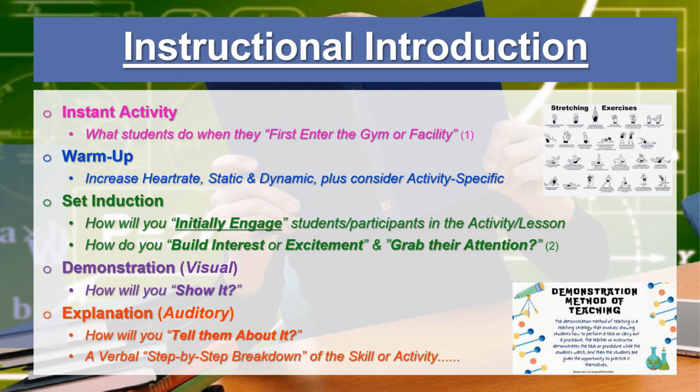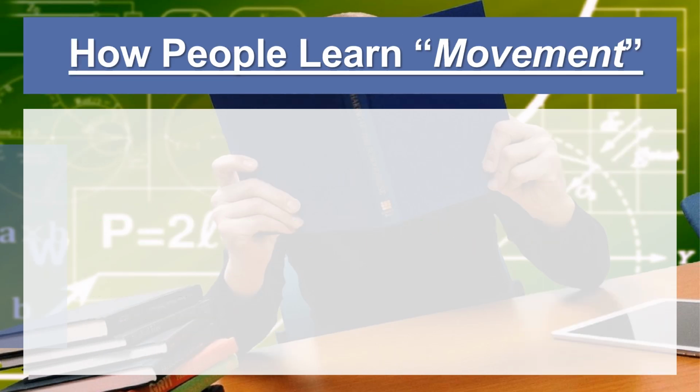Then the explanation is the auditory. That's the tell it. Just show and tell. All right. How will you tell them about it? You might briefly tell them during the demonstration and then maybe break down specific parts. You might have some kind of visual for them to see if it has different parts. You might do a verbal step-by-step breakdown of your skill or activity. So that's your demonstration explanation. All these things are going to be your instructional introduction. So consider that part of the instructional introduction for your specific skill, and then you can start working on that lesson planning worksheet with that information.